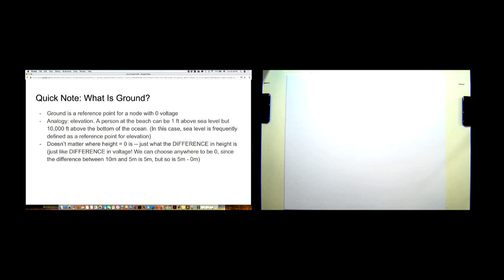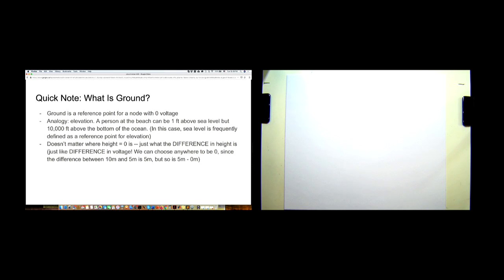Now, a final quick note on the fundamentals: what's ground? Ground is defined as a reference point where we set our voltage to be 0. Now, a good analogy that was presented in lecture was elevation, right? Usually we use 0.0 for elevation at sea level. So you could be 1 foot above sea level or 10,000 feet above the bottom of the ocean. You would be at the same spot, and you need to properly and very specifically define where your reference point is in order for you to be accurate.